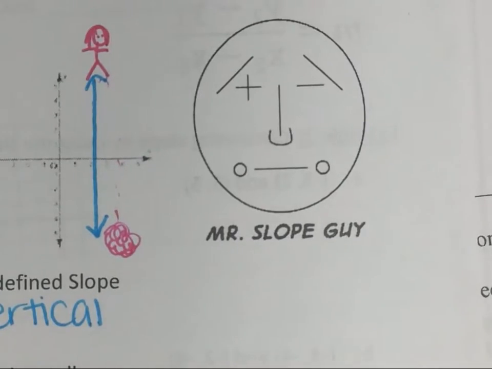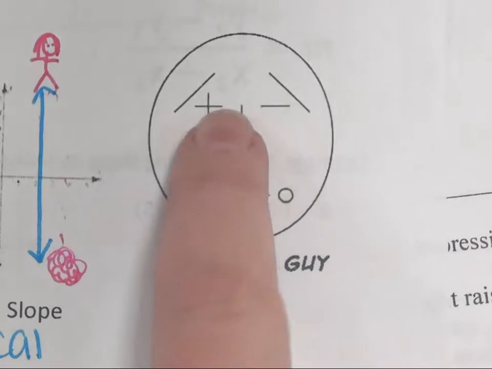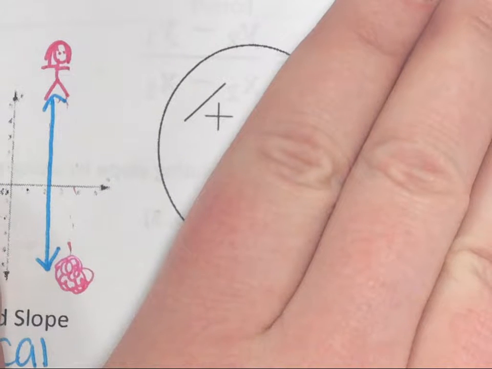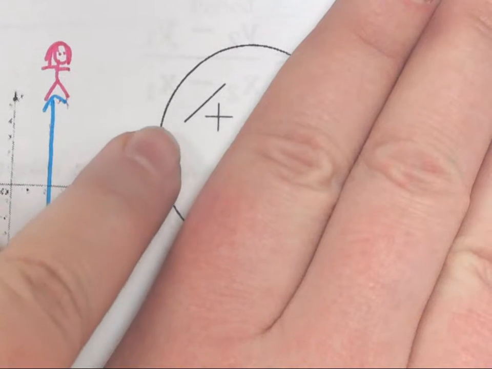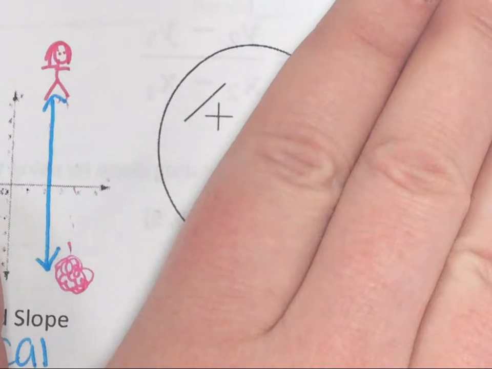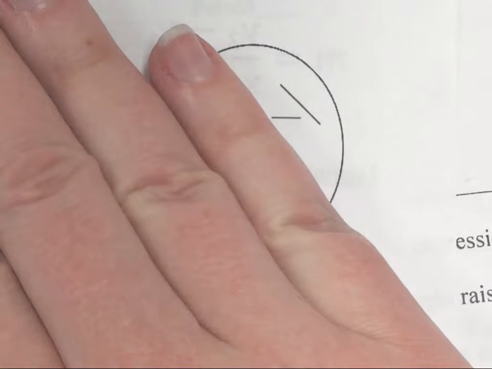Now the other teachers are a little bit classier than I am. They use Mr. Slope Guy. I will put Mr. Slope Guy on my board, but if you like Mr. Slope Guy, you can use Mr. Slope Guy. If you notice, his left eye is a positive sign, and his eyebrow is going up from the left to the right, so therefore we have a positive slope. That's how we remember.